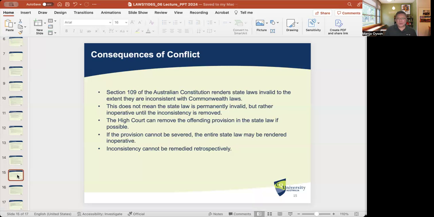And of course, as we know, an inconsistency cannot be remedied retrospectively. So in other words, if there is an inconsistency and it's not possible to reconcile this inconsistency, it will probably have to mean that the state law that offends the Commonwealth law will have to be enacted again.